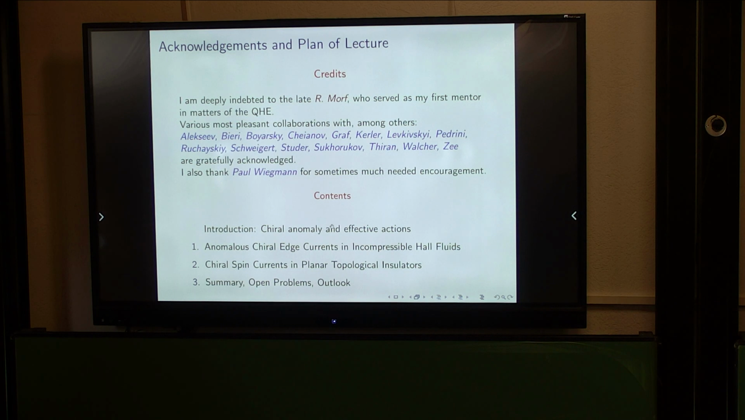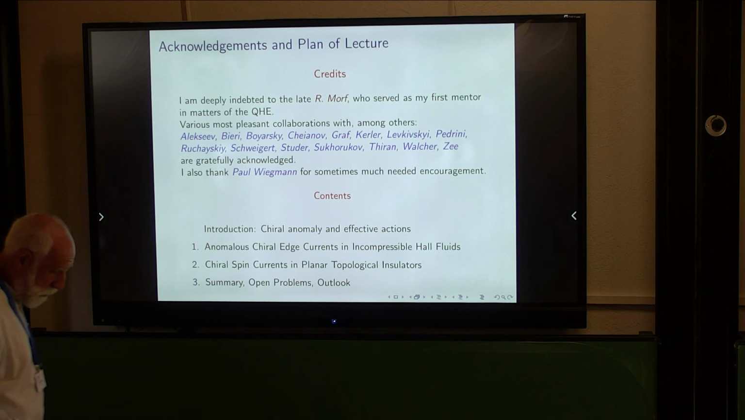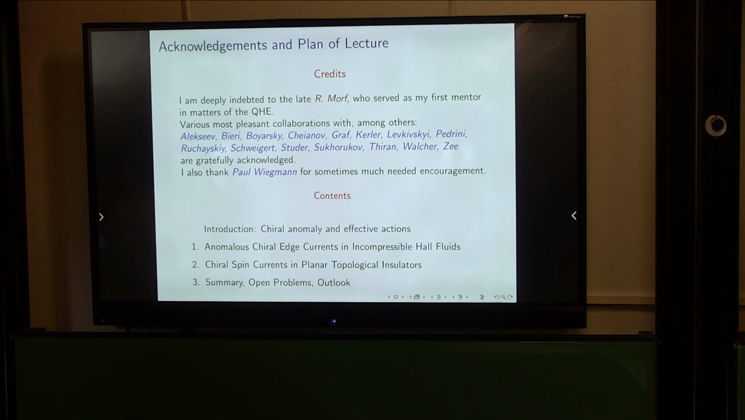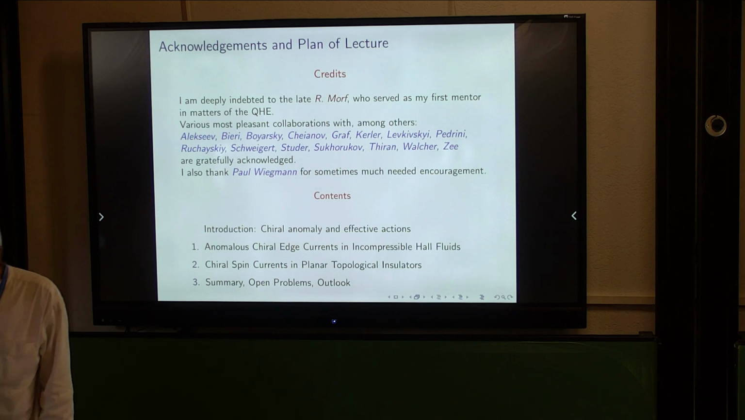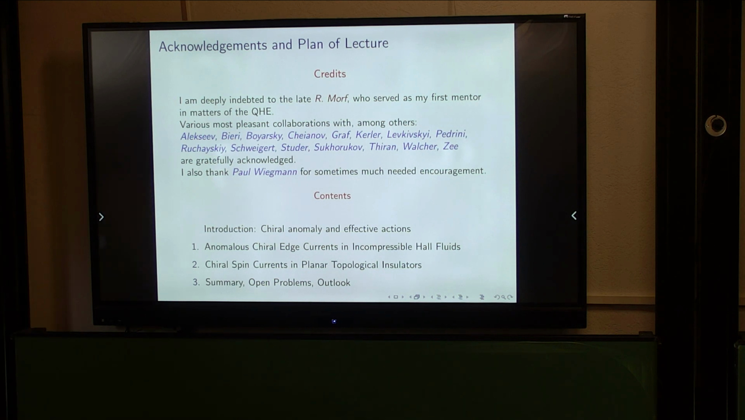All right, so here is a table of contents. I will briefly recall what effective actions and chiral anomaly are about. Then I will apply this to the edge current and the bulk transport equations of the Hall effect. And then I will also briefly talk about spin currents in planar topological insulators with time reversal invariance. I think that's sufficiently closely related to the topics of this meeting for me to say a few words about it.